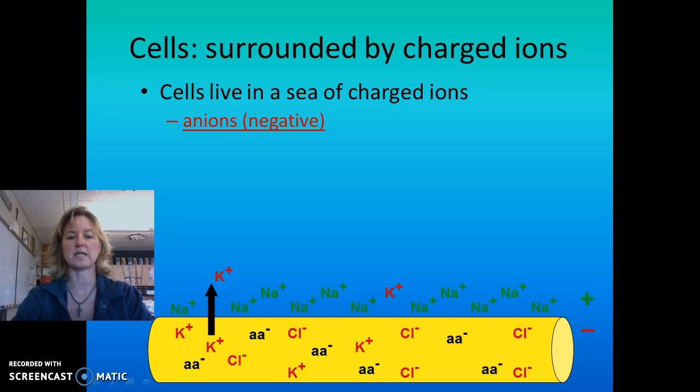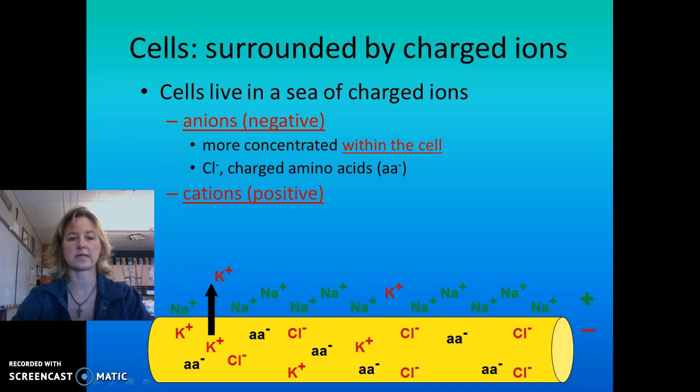Anions are your negatively charged ions, and they are in high concentration within the cell, specifically the chlorine ions, as well as the amino acids. The cations are your positively charged ions, and those are your sodium ions that are in higher concentration on the outside of the cell, although the potassium ions are positively charged as well. They're just being outnumbered by those negative anions inside the cell. So the positive charges are more concentrated extracellularly, and those are your sodiums.